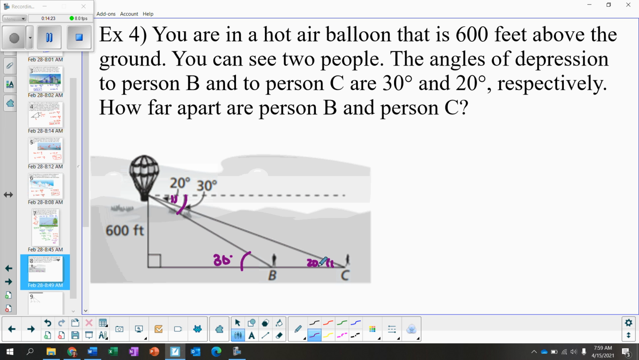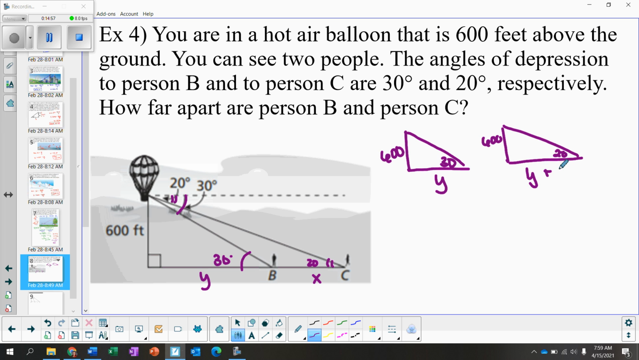We're looking for the distance between B and C. So that's where I'm going to put my x. But really, I'm going to have to know the distance basically between the balloon's air position and B. So let's make another variable there, y. So again, I have two right triangles. I have one that just has a y in it now with 600 and my angle of 30. And I have a bit of a longer one where the angle's 20, the height is still 600, but now this is y plus x.